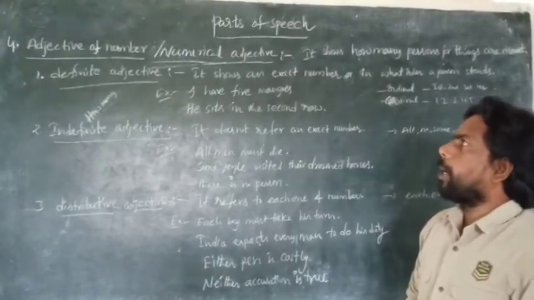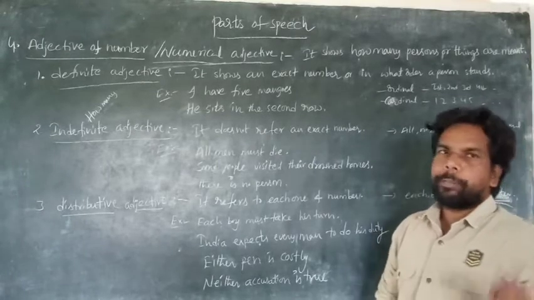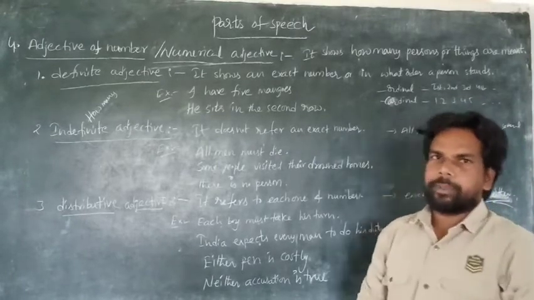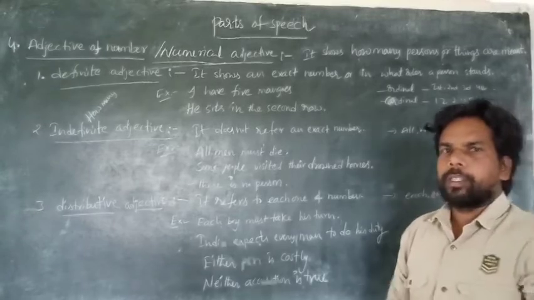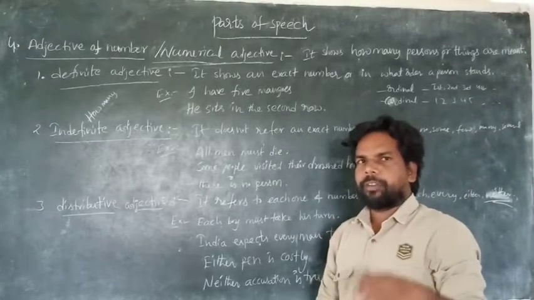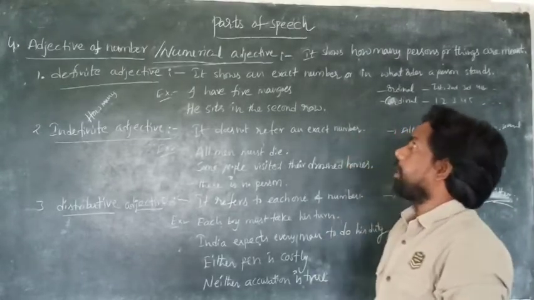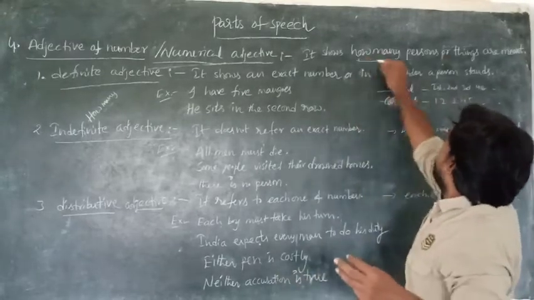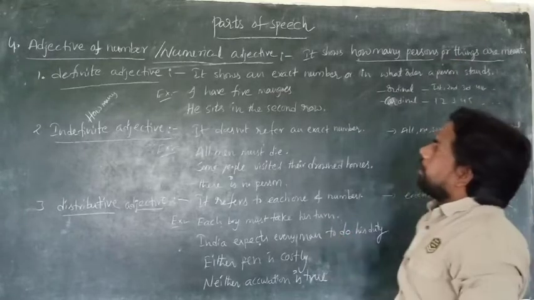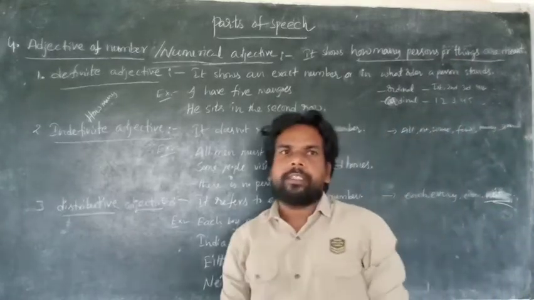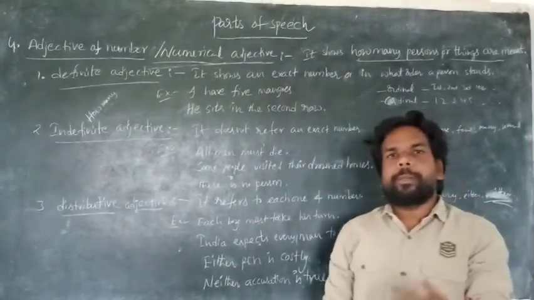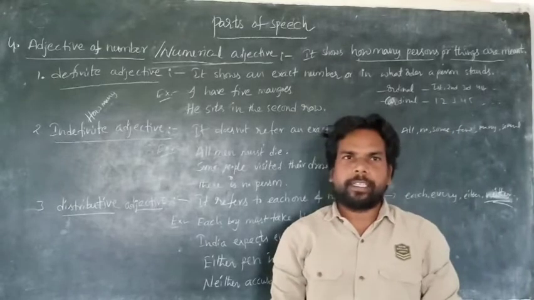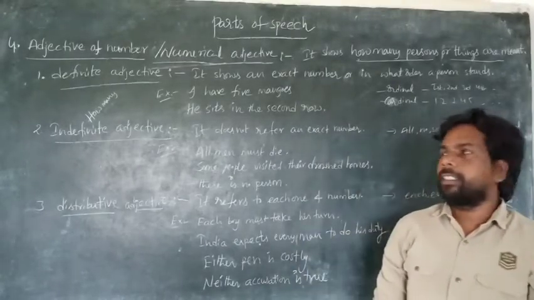The fourth type of adjective is adjective of number, or a numerical adjective. Adjective of number shows how many persons or things are meant. What is the adjective of number? It shows how many persons or things are meant.